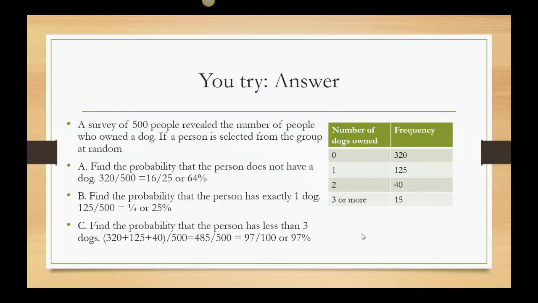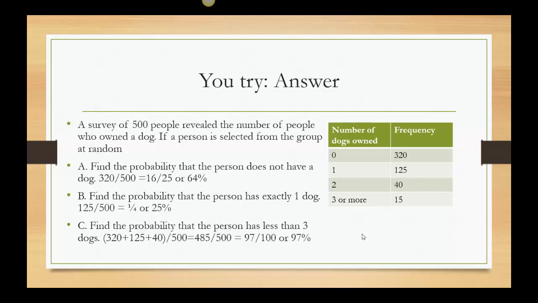Alright, so here's what I have. Part A, I wanted the probability the person does not have a dog. So that was our first column, 0 dogs owned. That was 320 people, so 320 over 500 reduces to 16 over 25, or 64%. For part B, I said find the probability the person has exactly 1 dog, so that word exactly is really important. So I'm not looking at any having more than 2 dogs, only the 1 dog. So I had 125 people out of the 500 people surveyed, so that says 1/4 or 25%.